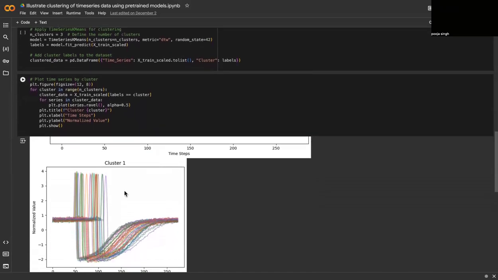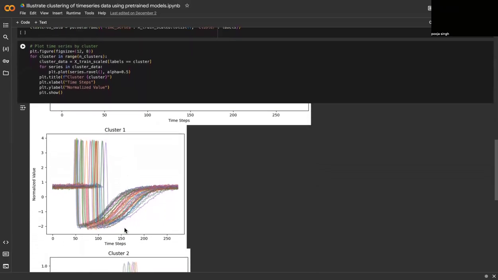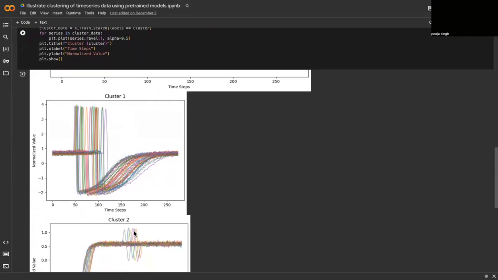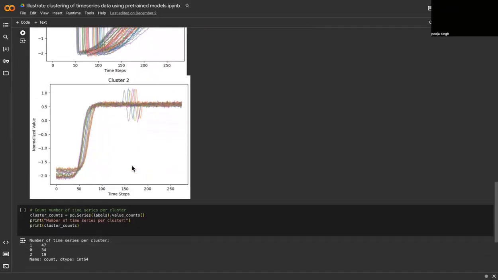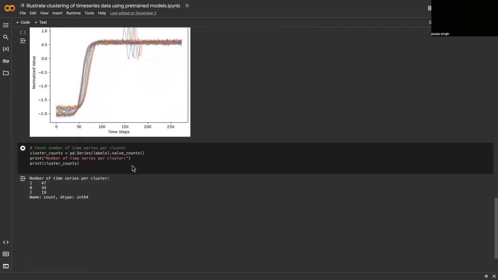Next, we are visualizing the clusters. This plots all the time series within each cluster to visualize the grouping patterns. Next, we are counting time series per cluster. This calculates and displays the number of time series assigned to each cluster. So here the clusters have 47, 34, and 19 time series.